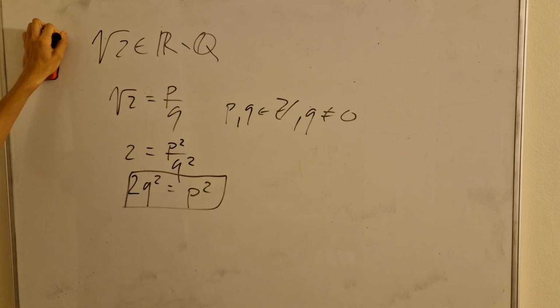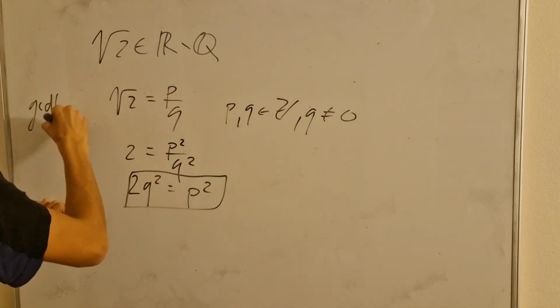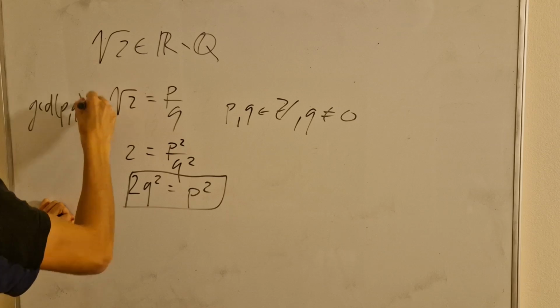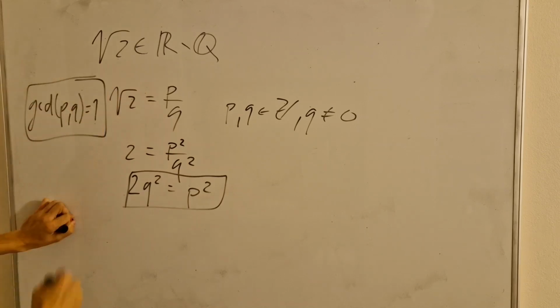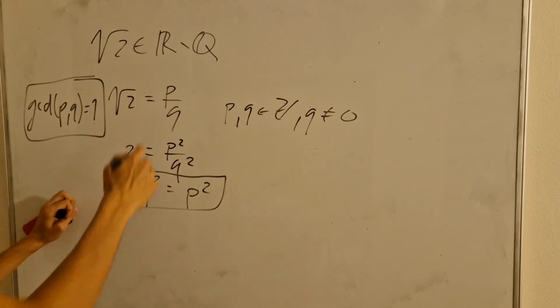a contradiction. Now it might be confusing because one thing was forgotten to be said, and that is that p and q are supposed to have a greatest common divisor of 1. That's very important, so we must state it. This must be stated before we go on with the proof. P and q have a highest common divisor of 1. That means it's the most reduced form.